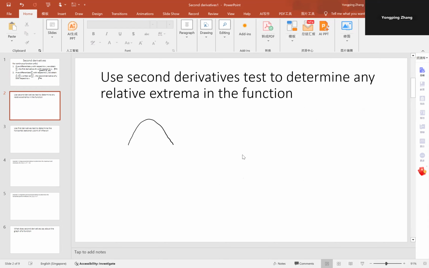Such as the curve. This point is the stationary point, dy/dx equals 0. And the gradient here is positive. The gradient here is negative. So the gradient is decreasing. This is concave down.